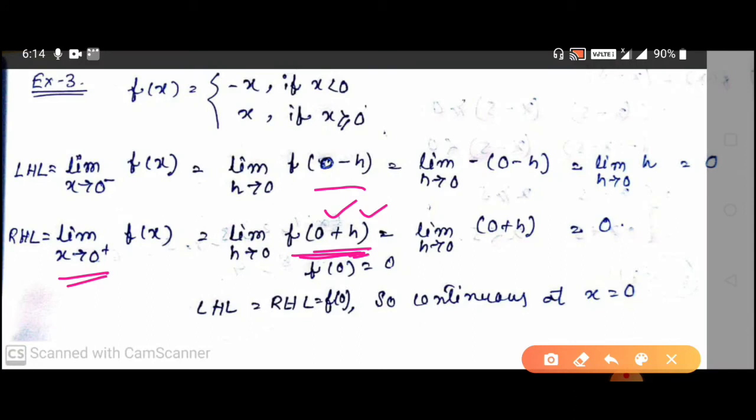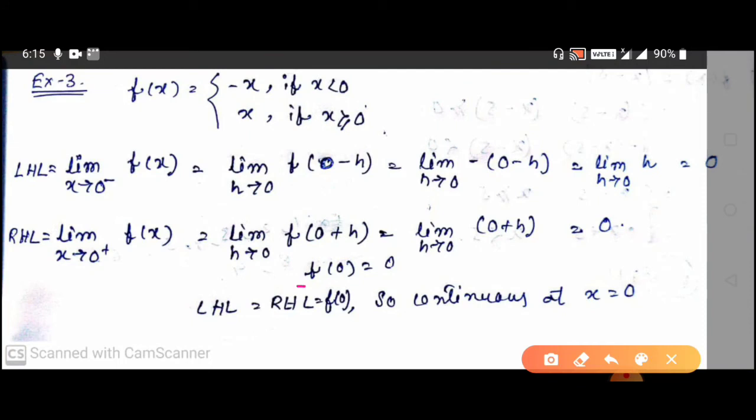Now the step of considering the function. I have told earlier also, the function will be 0 plus h because x is greater than or equal to 0. Now we can put the value of h and the answer is 0. So the left hand limit and right hand limit are completed.